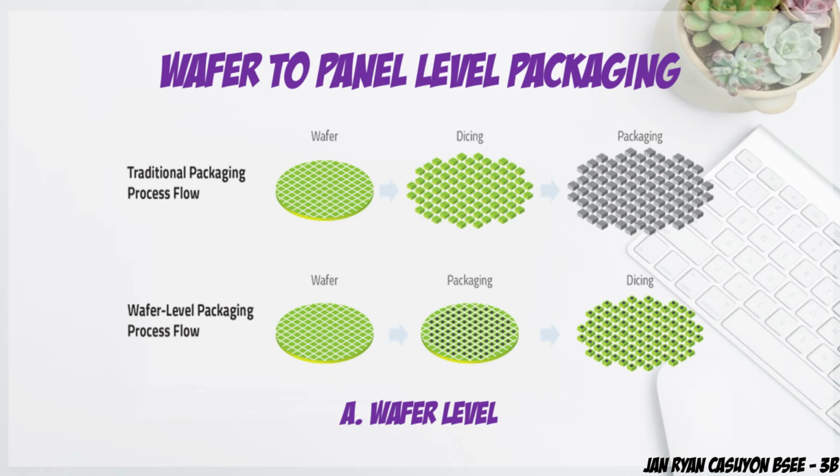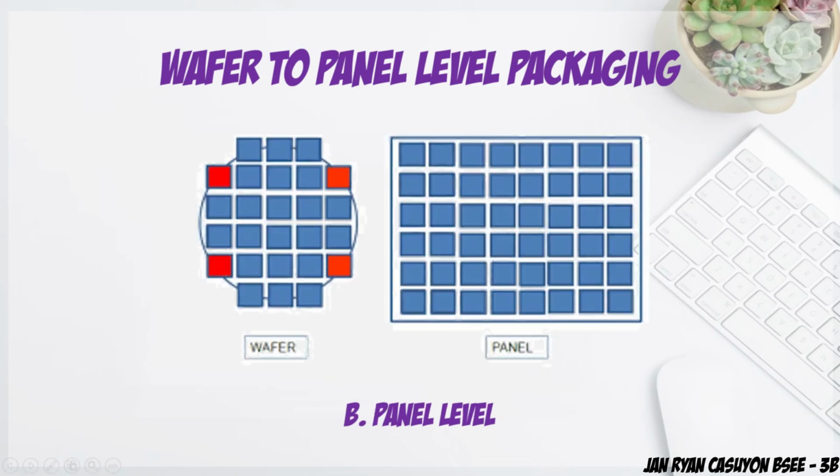Here we have a wafer level packaging. It is a conventional way of packaging the die while it is still in the wafer. Although some of the wafers will be discarded since it is not whole, it will then be prepared for the dicing process. On the other hand, we have panel level packaging. Despite having the same concept, it only varies in the shape at the fan out, and it is the new technology used in the industry.